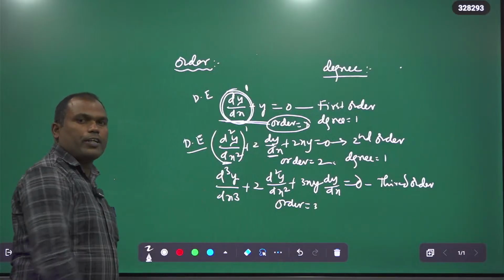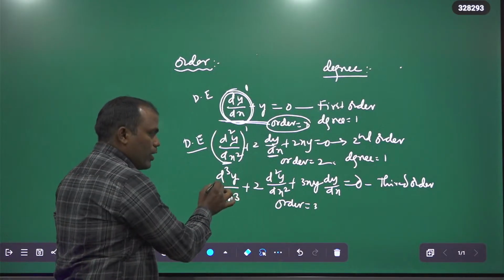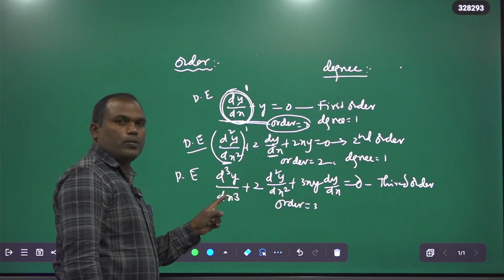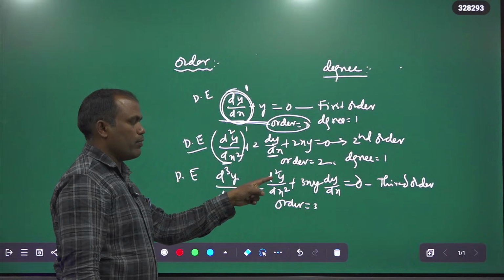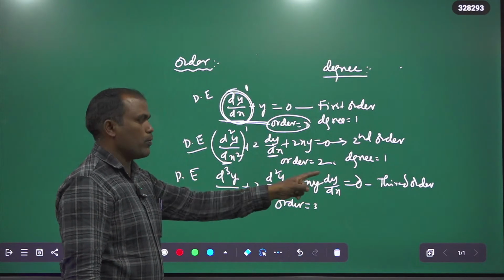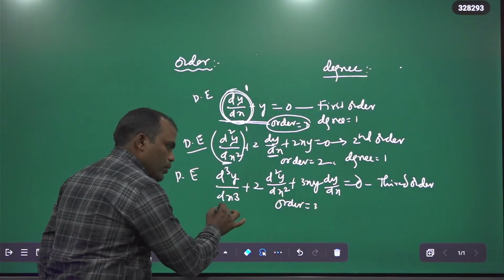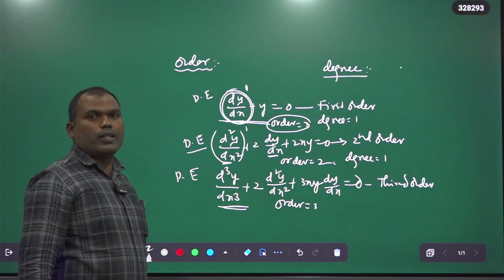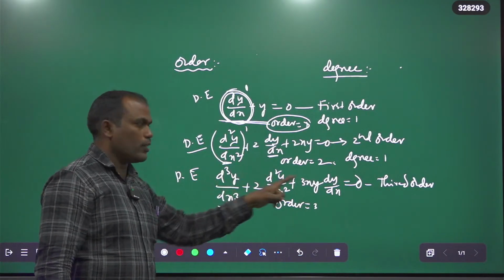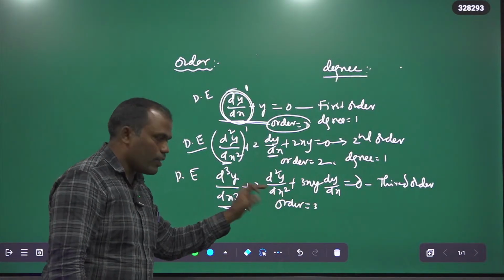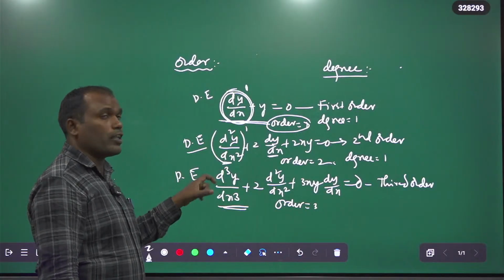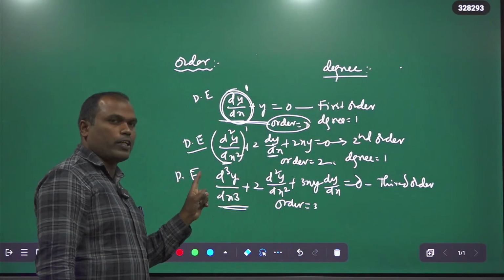Find order and degree of the differential equation d cube y by dx cube plus 2 into d square y by dx square plus 3xy into dy by dx equal to 0 is given. First we should observe the highest derivative. In this, first order is there, second order is there, and third order also there. So the highest derivative is nothing but order. So what is the highest derivative here?